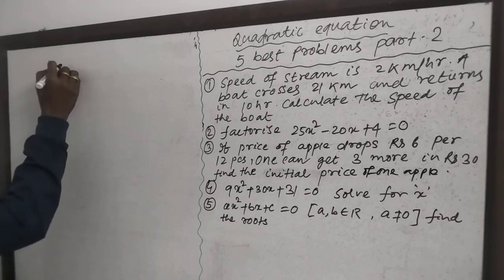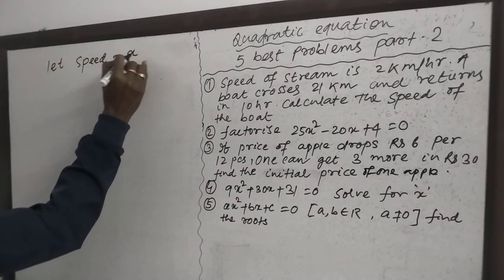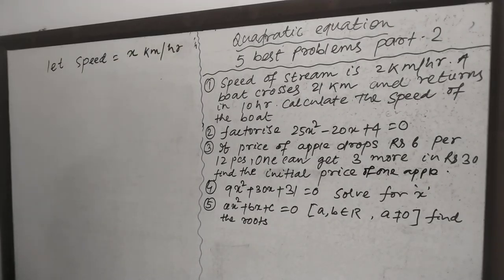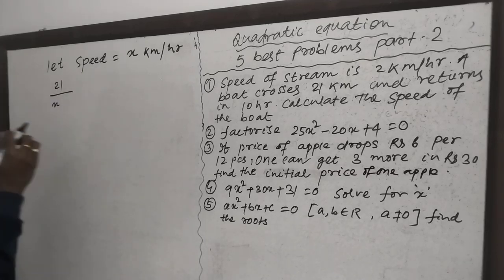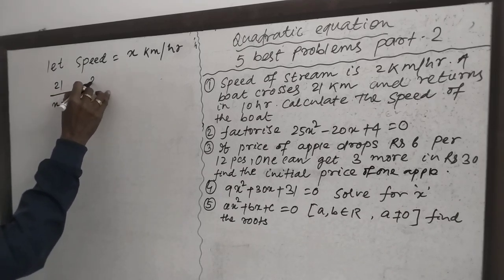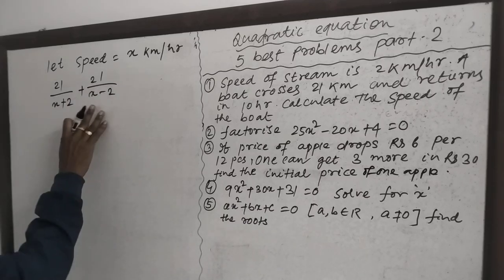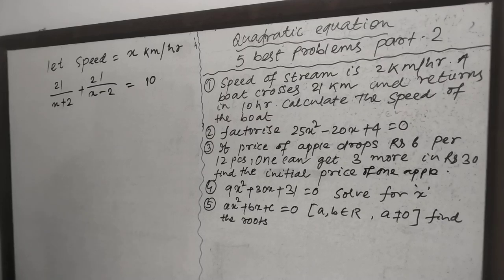Let the speed of the boat be x km per hour. The time taken by the boat to cross 21 km and return will be 21 km up the stream and down the stream. Down the stream this much time will be required, and up the stream this much time will be required. This is equal to 10 hours according to the question.